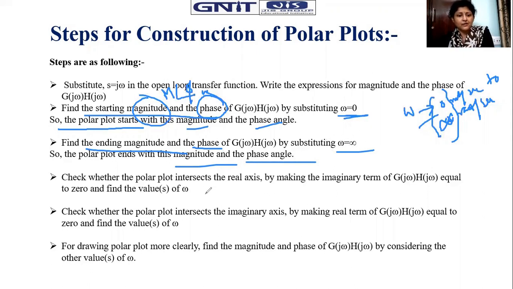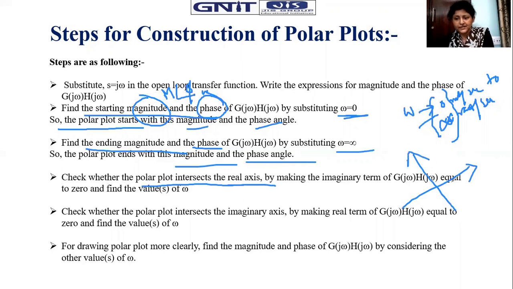Now sometimes, in between omega equals 0 and omega equals infinite, depending on the numerical, we must find certain intermediate values. So what are the values that may be considered? The polar plot may intersect the real axis as well as the imaginary axis. Let me just introduce that part.